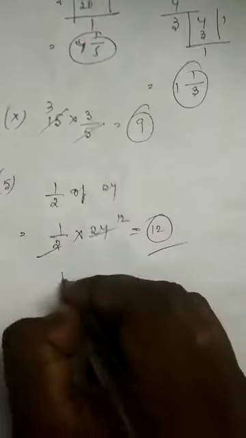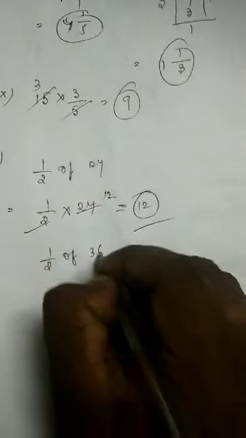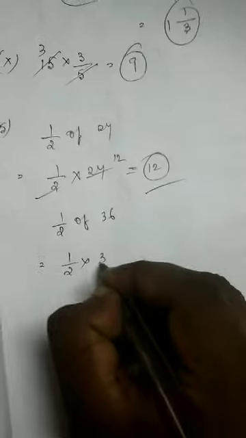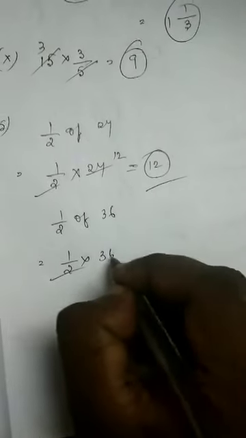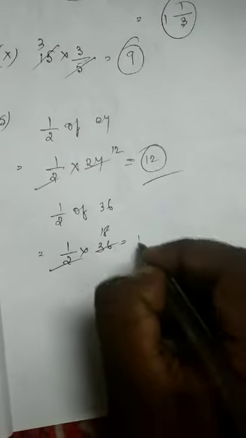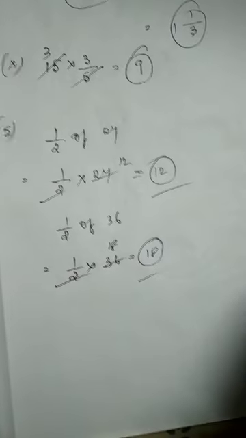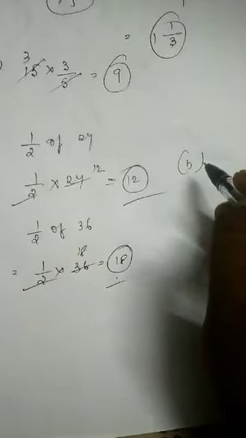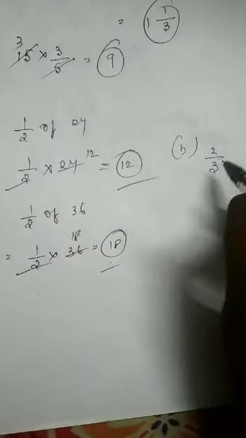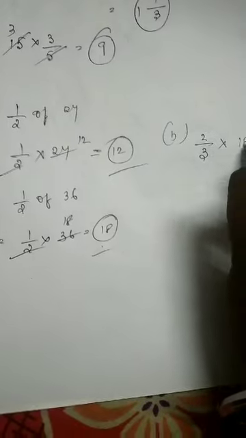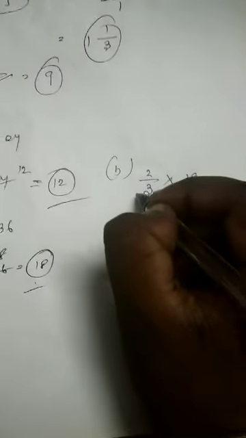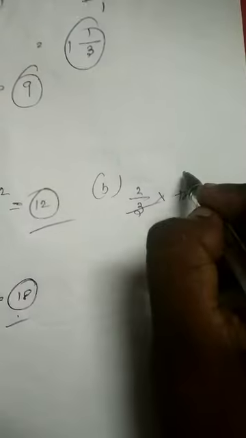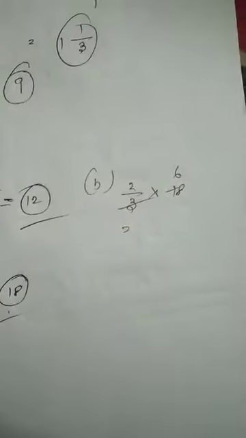Again, the next part is 1 by 2 of 36. In that case I'll write 1 by 2 into 36. 2 and 36 will be cancelled. 18 twos are 36, 18 ones are 18. My answer is 18. And the next question, number B, is 2 by 3 of 18. Very simple. 3 and 18 will be cancelled. 3 sixes are 18.